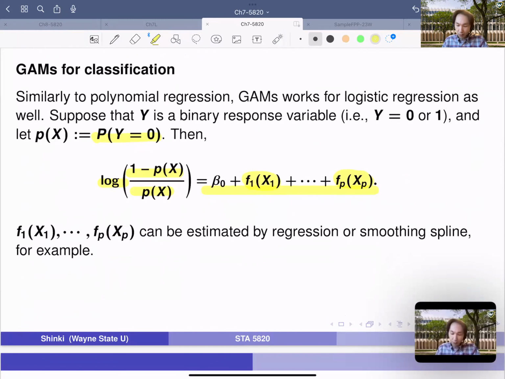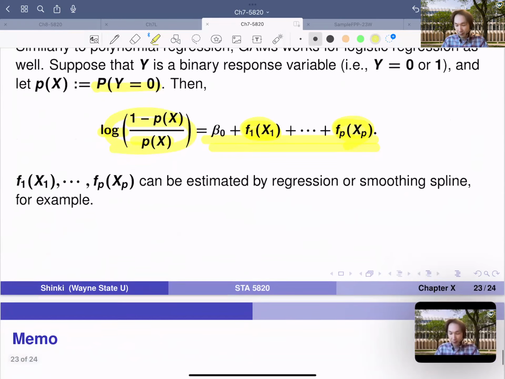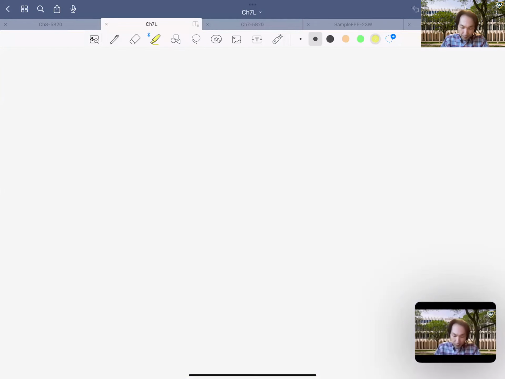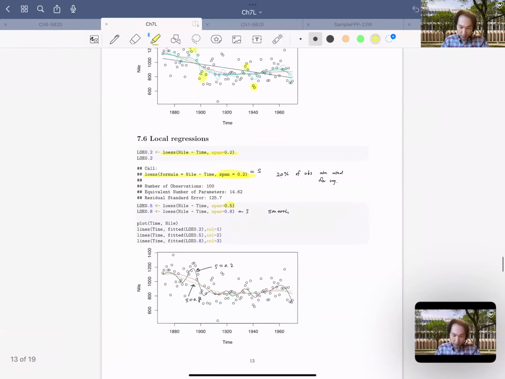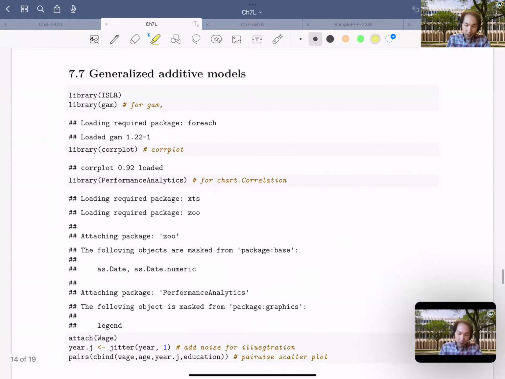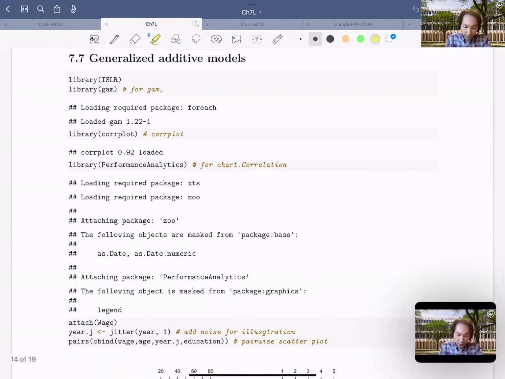And the GAM can be used for classification as well. This is the logistic regression case, so the right-hand side can be the summation of a function of x1 up to a function of xp. Okay, and then we discuss generalized additive models here. The package is gam, for generalized additive models. The ISLR package is for the data.